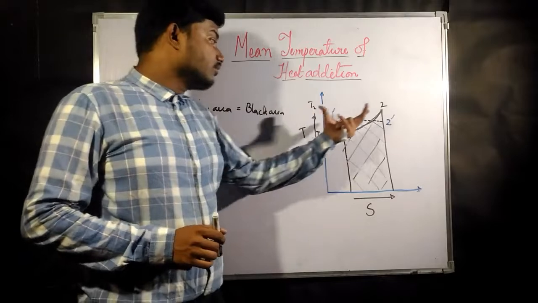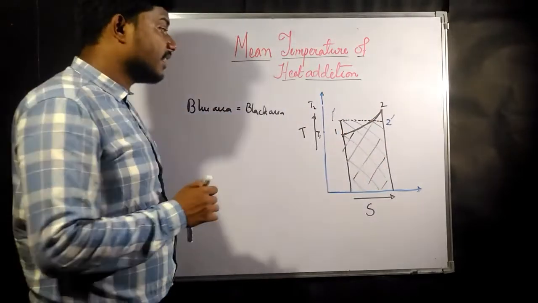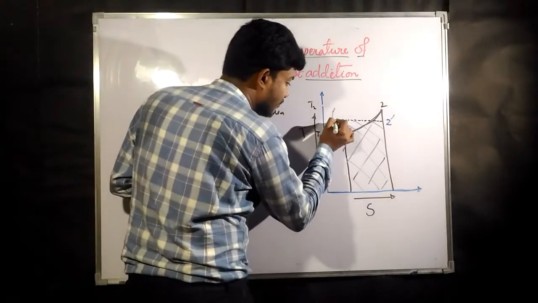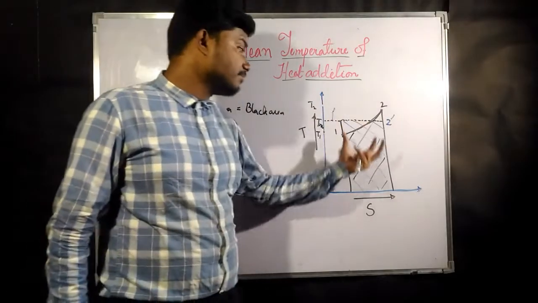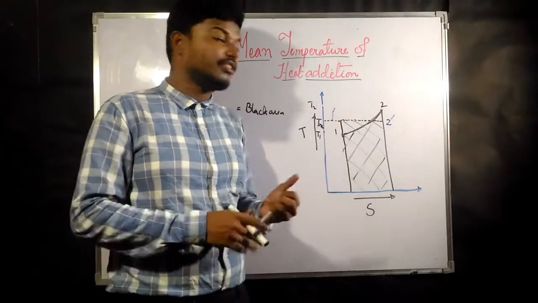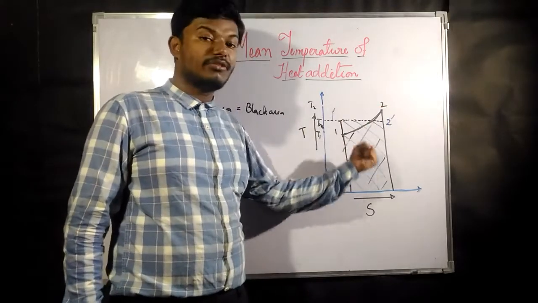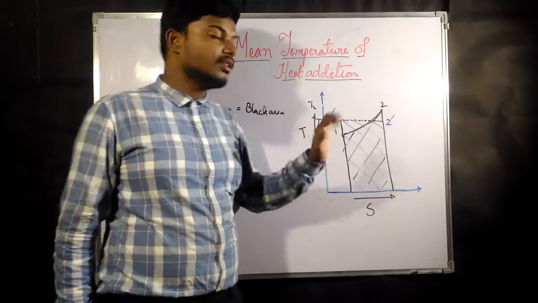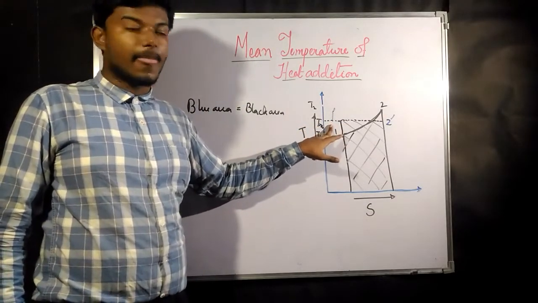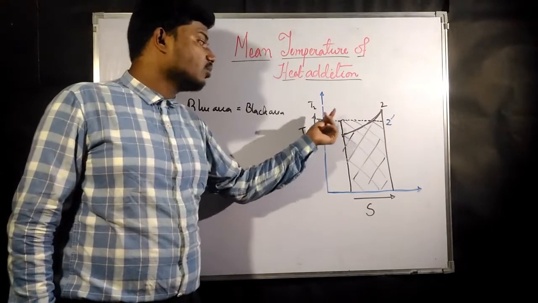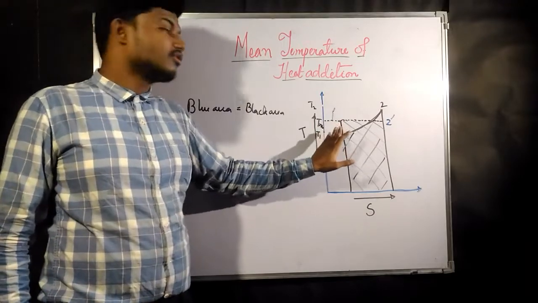Okay, now for the heat to be the same, the area must be the same, and that constant temperature Tm at which the heat is given, such that the amount of heat given at constant temperature Tm is equal to the amount of heat given from process 1 to 2, is nothing but the mean temperature of heat addition. Now this concept is known as the mean temperature of heat addition. This is required in most of the cases.